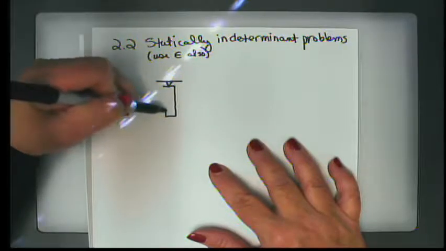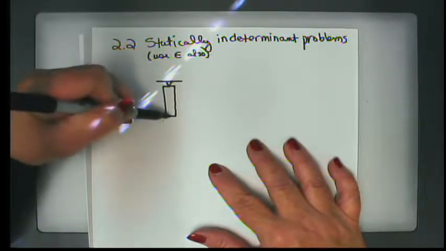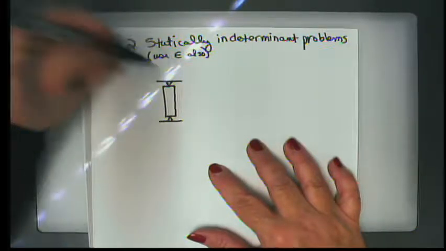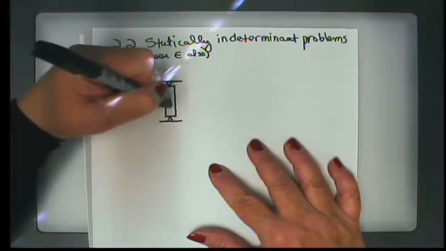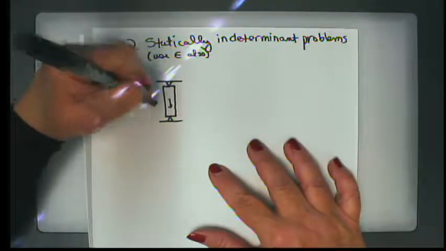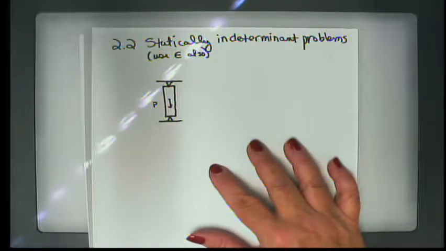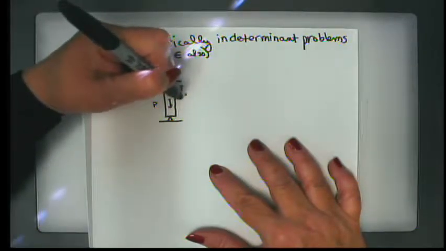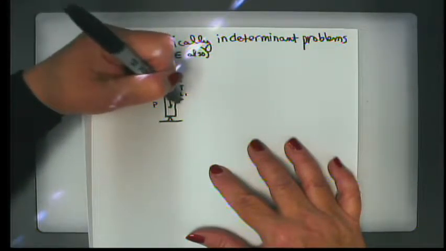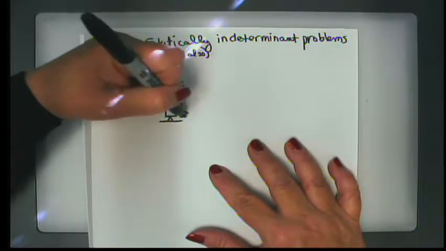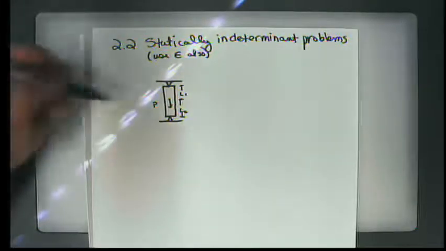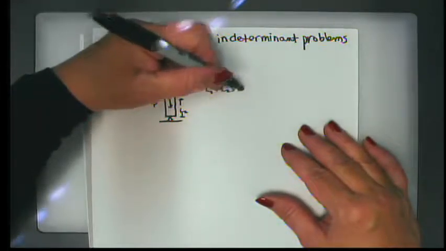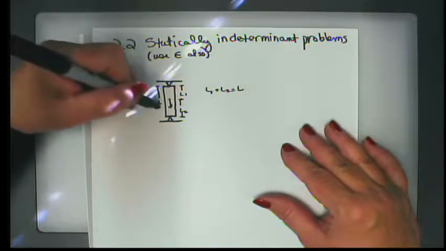Now, an example of a problem like this would be a column, or the way that they have this problem drawn, which is example 2.3, a pinned structural member to which you apply a load P at the center of gravity at some distance L1 from the top pin and some distance L2 from the bottom pin. So L1 plus L2 equals the total length of my structural member.